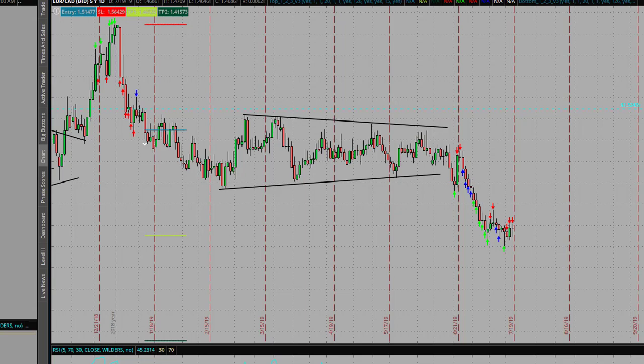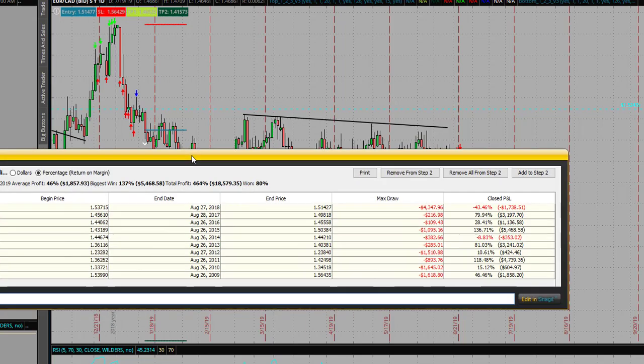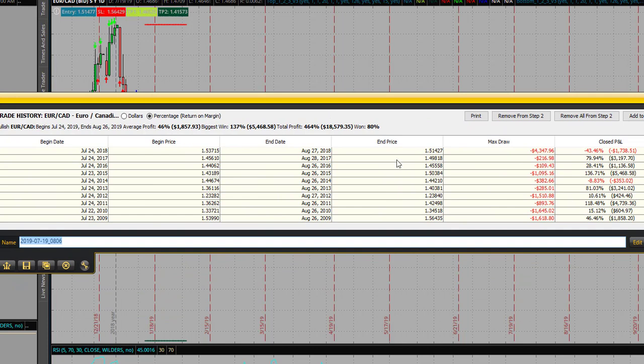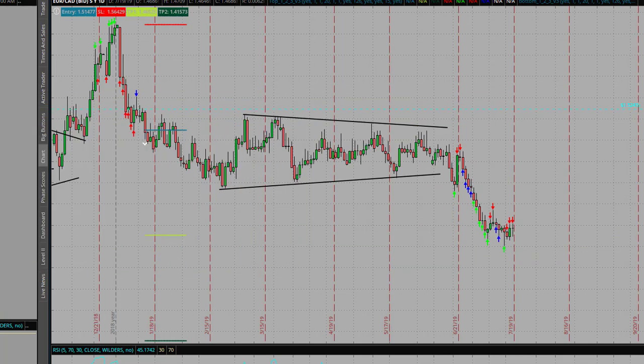In fact, if you want to see the stats for the last 10 years, we can see what that trade has done. Now last year was a loser, and we had a loser, it looks like, in 2014, but this trade has been 80% profitable over the last 10 years. Average profit has been about $1,800 to $1,900 based off of a standard lot.